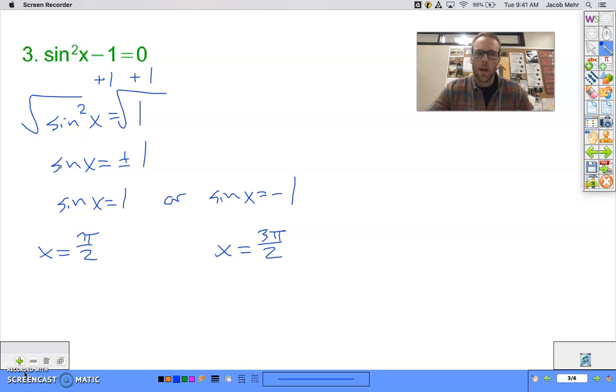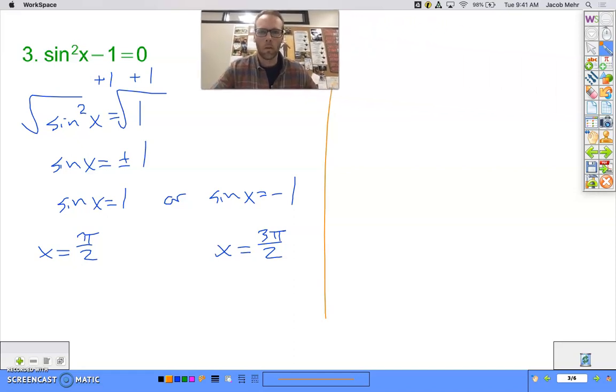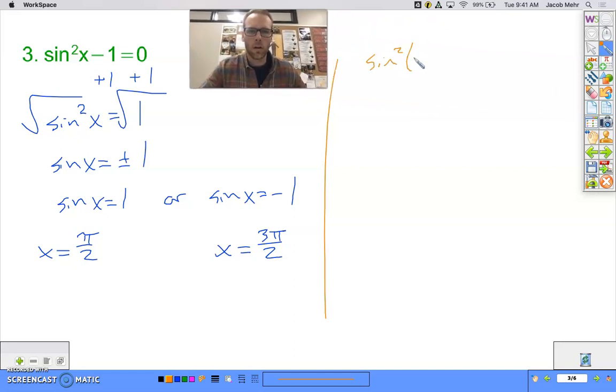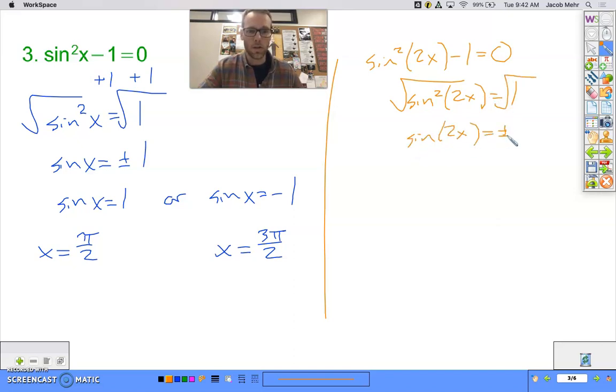All right, before we go to that next problem that we took a peek at in that last video, I looked back at this one and I thought I'd pose a problem and say, what if it wasn't just an x in there, but what if it was the sine squared of 2x minus 1 equals 0? Well, it's not a big deal for us because we can still do the same steps. We can add 1. We can take our square root, give us the sine of 2x equals plus or minus 1.